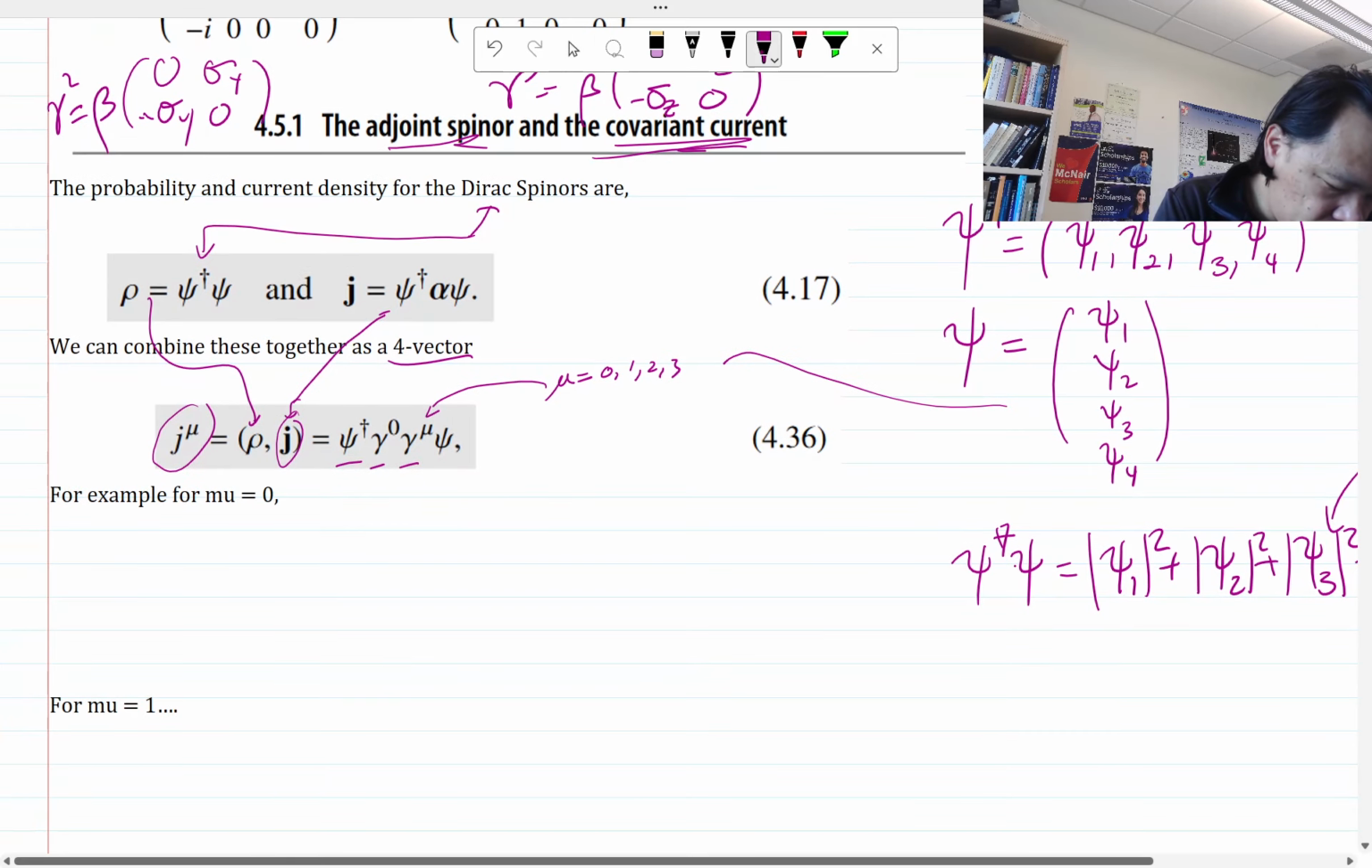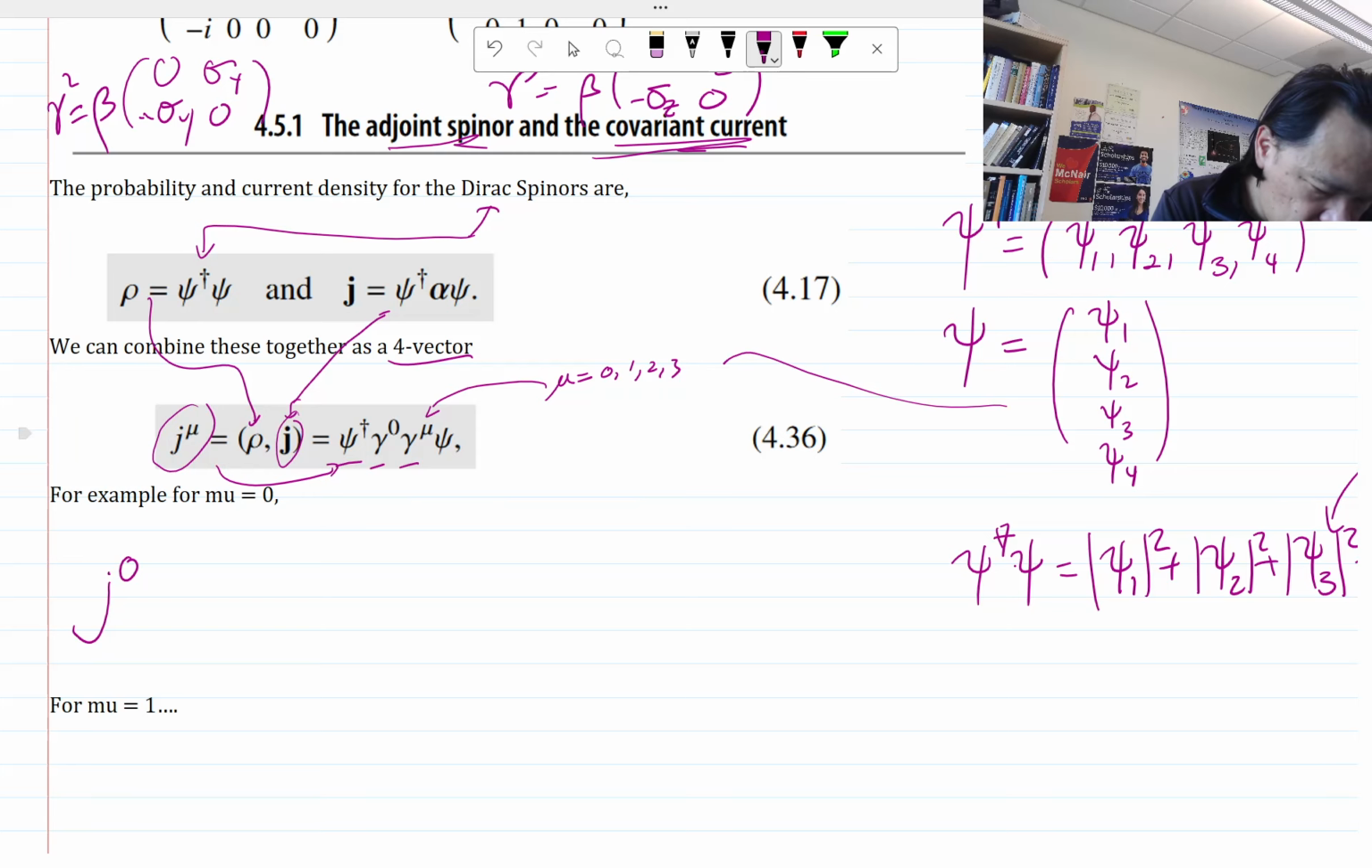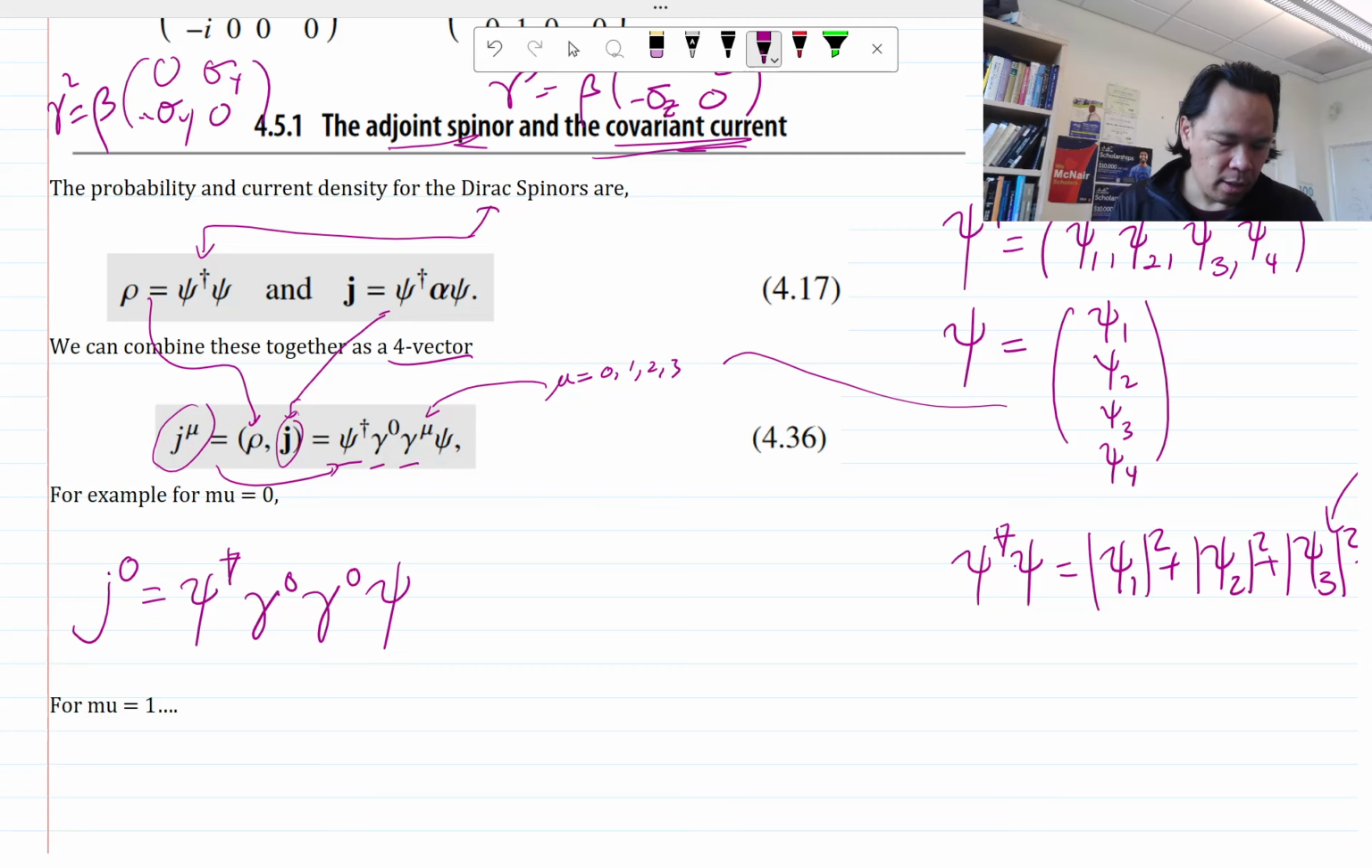So let's say for mu equals 0, I want to figure out what J0 is. I'm just going to copy the right-hand side here. It's going to be psi dagger gamma 0, and this 0 has nothing to do with the other 0, we're changing this mu, this mu goes to 0. And then we get psi over here. We should get this back.